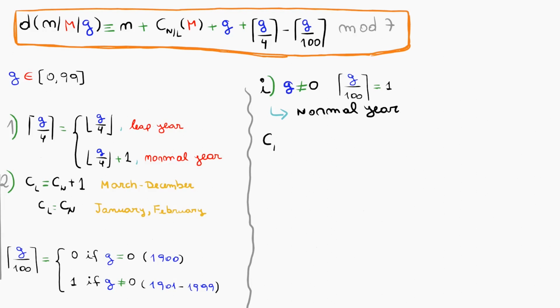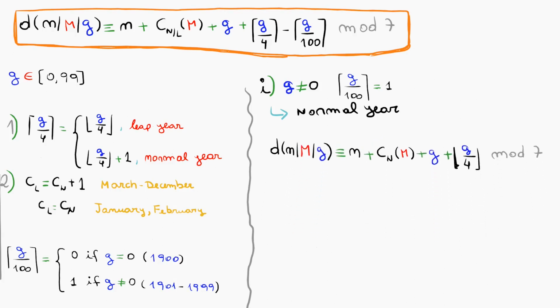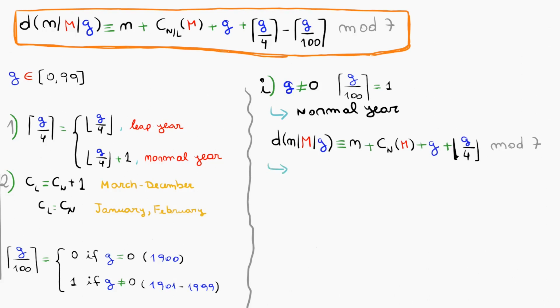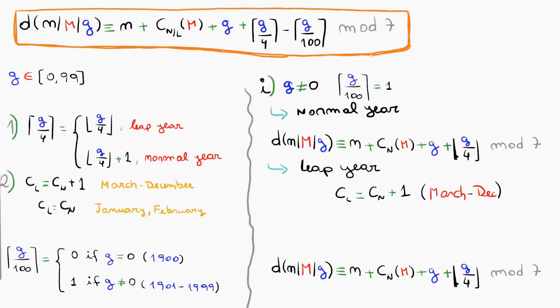In this case, we must take C of N, we take the relationship corresponding to the normal year between the ceiling and floor functions, and finally the ceiling function of g over 100. With all this, the simplified formula is reduced to the following formula. All right, now, even within the case g different from 0, let's consider the case of a leap year. We take the corresponding relationships and also consider the months between March and December. For this situation, we obtain the same simplified expression as before.